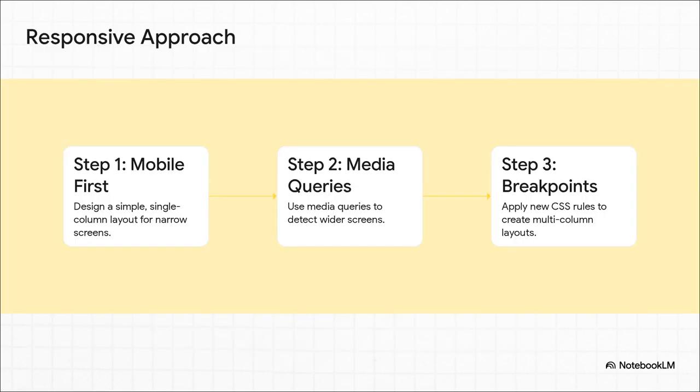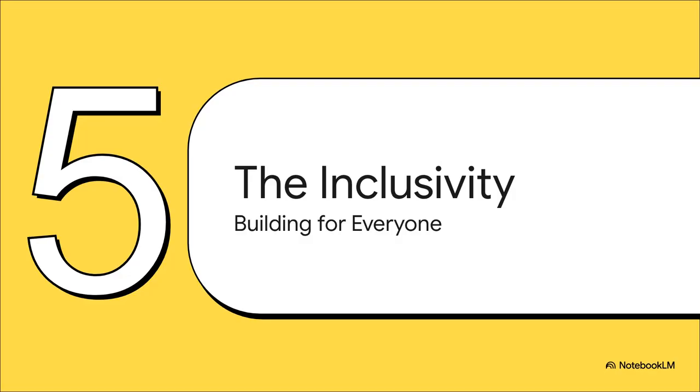So, the way it usually works is this. You start by designing for the smallest screen first, mobile first, they call it, with a simple single-column layout. Then you use these media queries, which are basically like if statements for your screen size, to check if the screen is wider. And when it hits a certain width, or a breakpoint, you apply new rules to create more complex, multi-column layouts. Simple but so powerful. Okay, so let's recap. We've built a website that's structured, it's disciplined, it's adaptable.